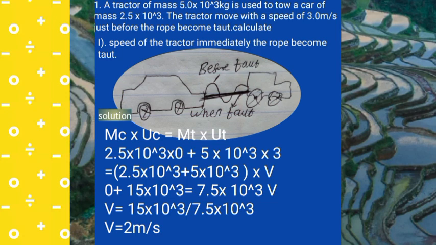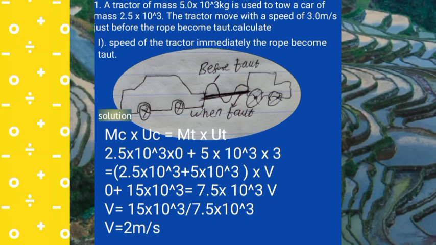So we can factorize the mass. So we can factorize the velocity. When we factorize the velocity and we add the mass together, the mass equals 7.5 times 10 raised to power 3. With our initial momentums, when we add them together, that is 0.0 plus 15 times 10 raised to power 3, and that gives us 15 times 10 raised to power 3.